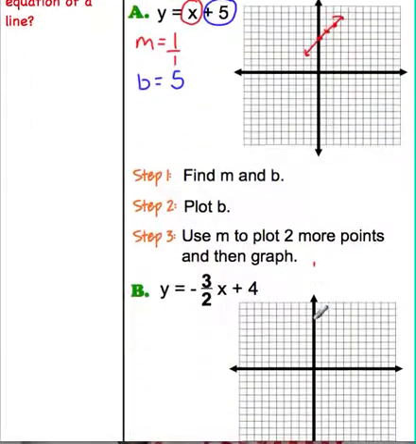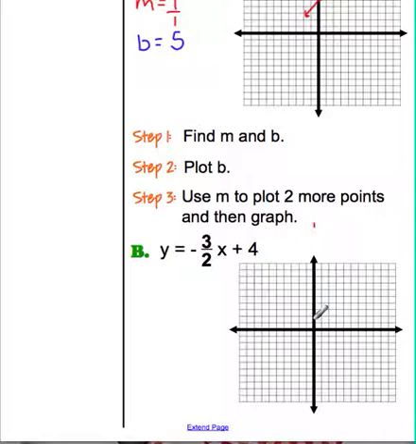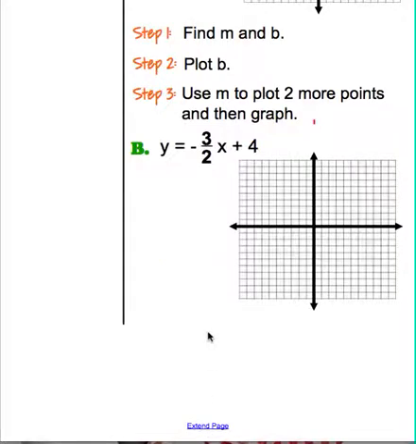So now let's go ahead to this next graph, and we've got here an opportunity to take a look at one with a fraction. We have here y equals -3/2 x plus 4. So the first thing I'm going to do is take a look at the number in front of the x, which is -3/2, which tells me that my slope, or m, is going to be -3/2.